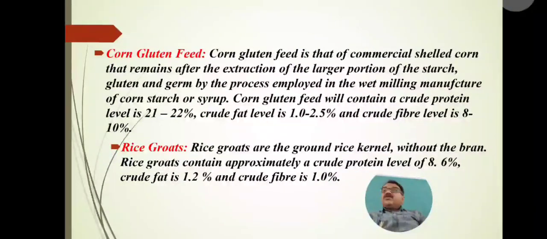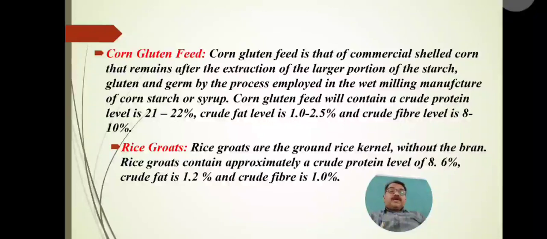Next, the corn meal byproduct is the corn gluten feed. Corn gluten feed is that part of the commercially sold corn that remains after the extraction of the larger portion of the starch.